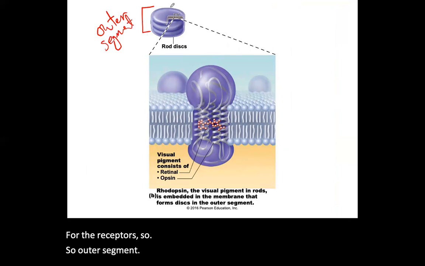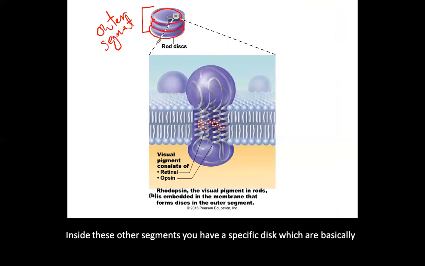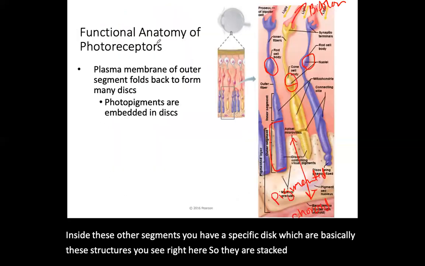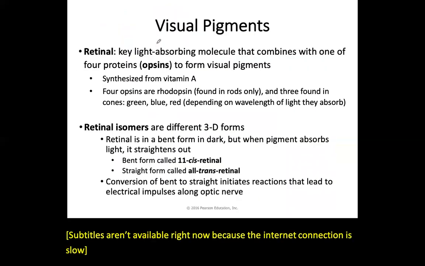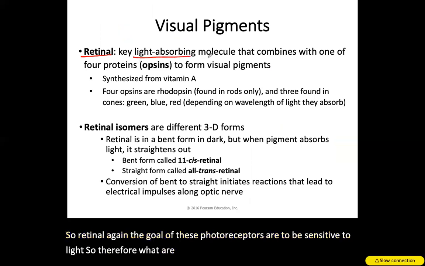Inside these outer segments, you have a specific disc, which are basically these structures you see right here. So they are stacked on top of each other, okay? So outer segments are made up of discs that are stacked on top of each other. Now, what do we have inside these discs? What we have is a light absorbing molecule called retinal. Again, the goal of these photoreceptors is to be sensitive to light. So therefore, what are they going to do? Absorb the light.